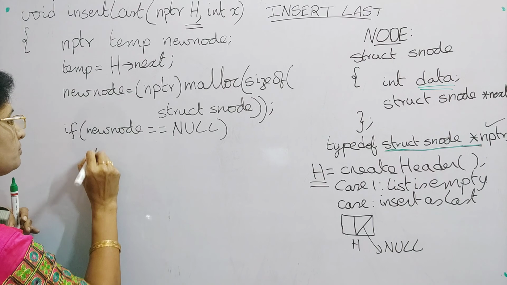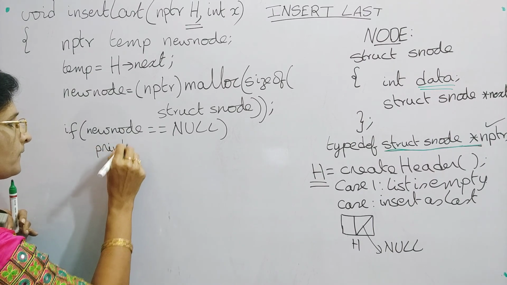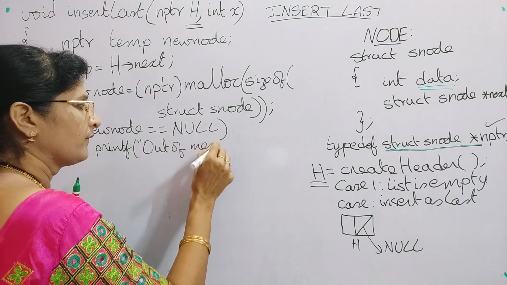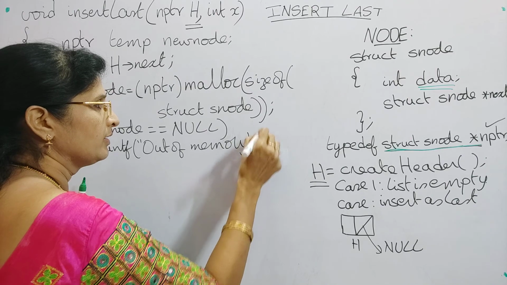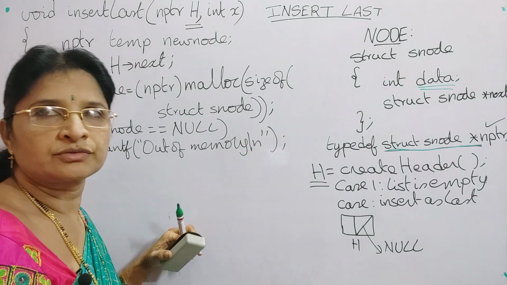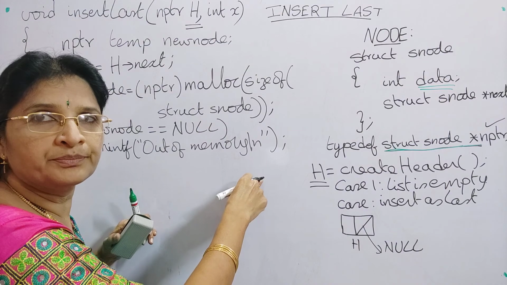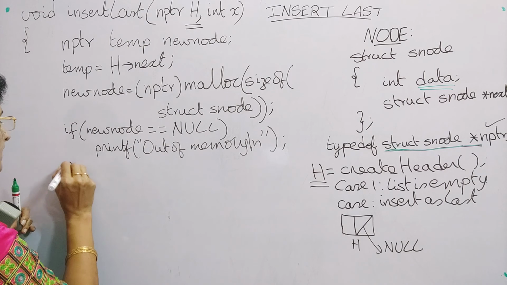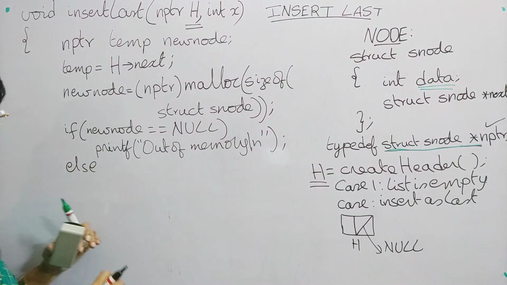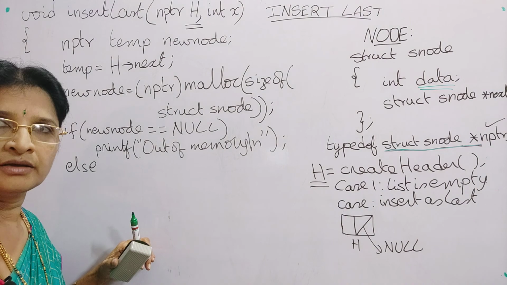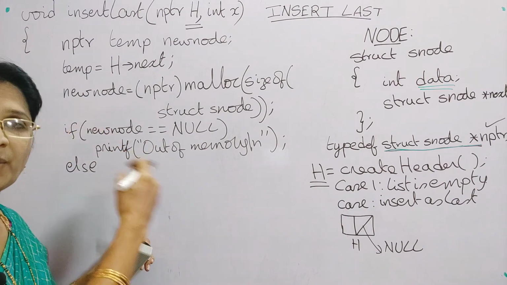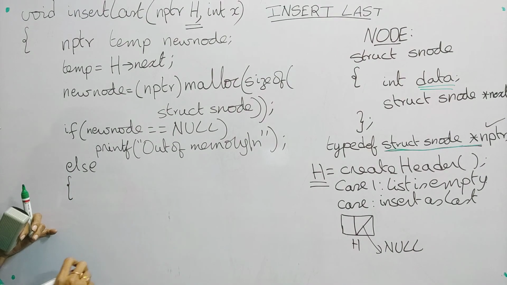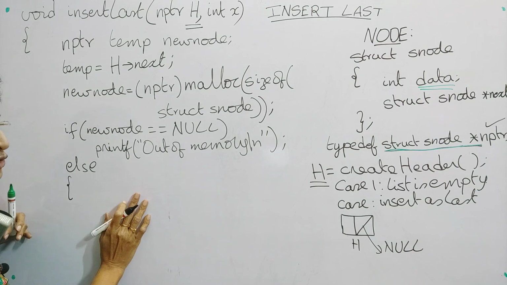So we will give a message, printf "out of memory". We have given some message specifying that the memory has not been allocated. Next, if it comes to the else part, what does it indicate? It indicates that the memory has been allocated to the new node. So after the memory has been allocated, that means the new node has been created.